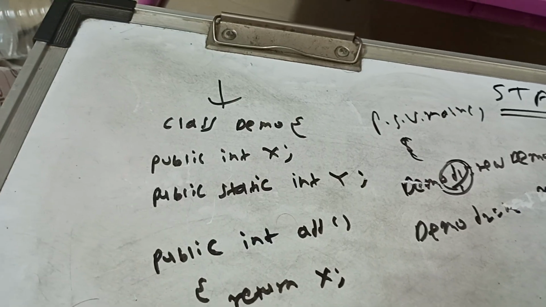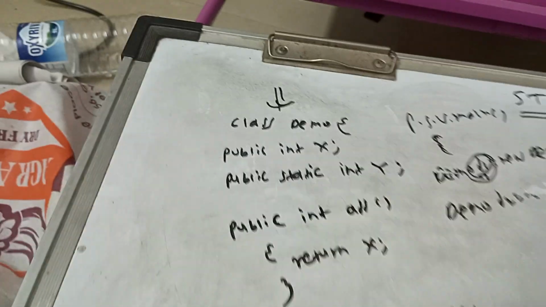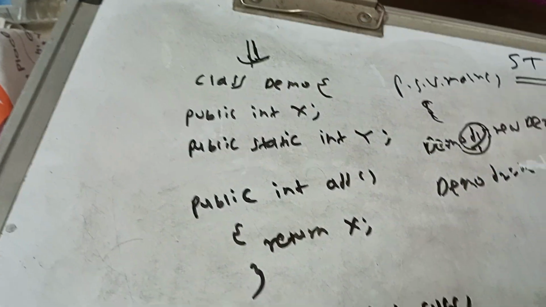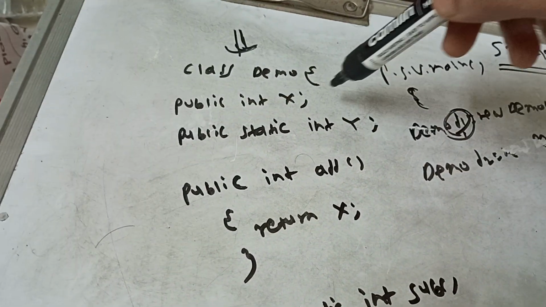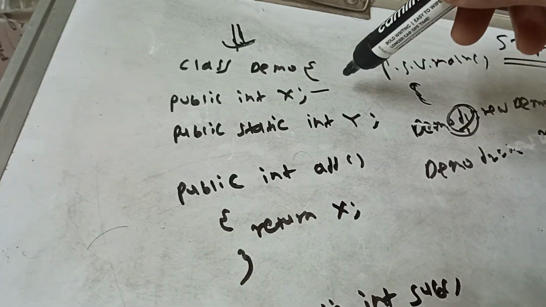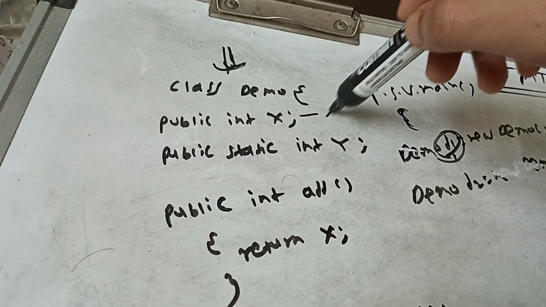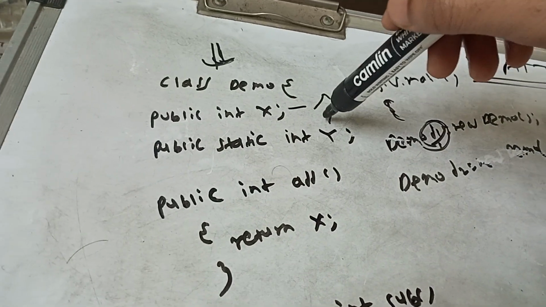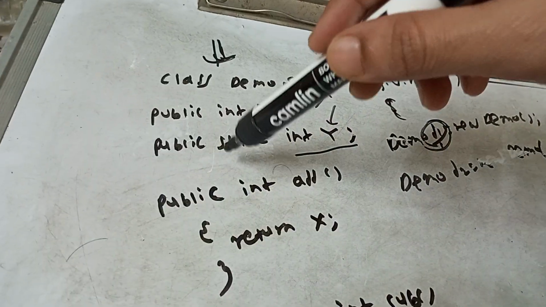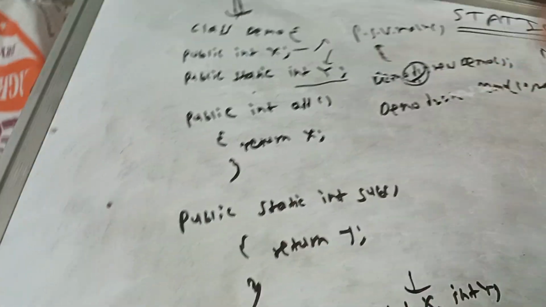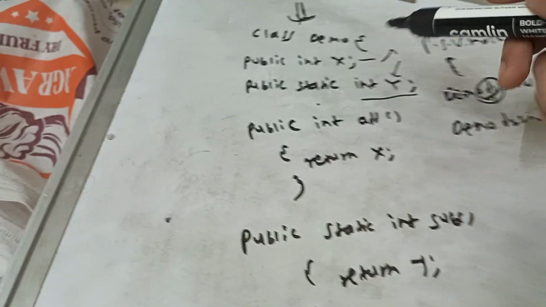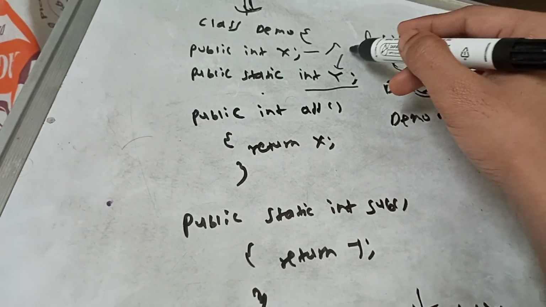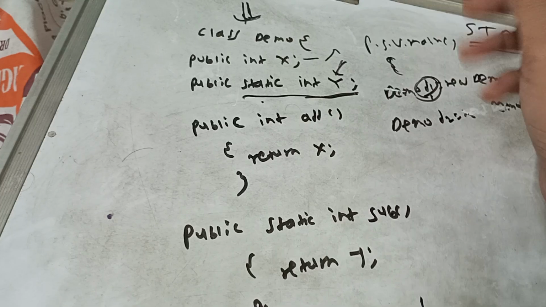Now let's look at an example of static data members. Here I have written one simple class, class Demo. First I have taken the variable x, which is non-static. The non-static variable belongs to an object, not to a class. And public static int y, this static variable belongs to a class. Whenever we have data which is related to the class, we can use a static variable.